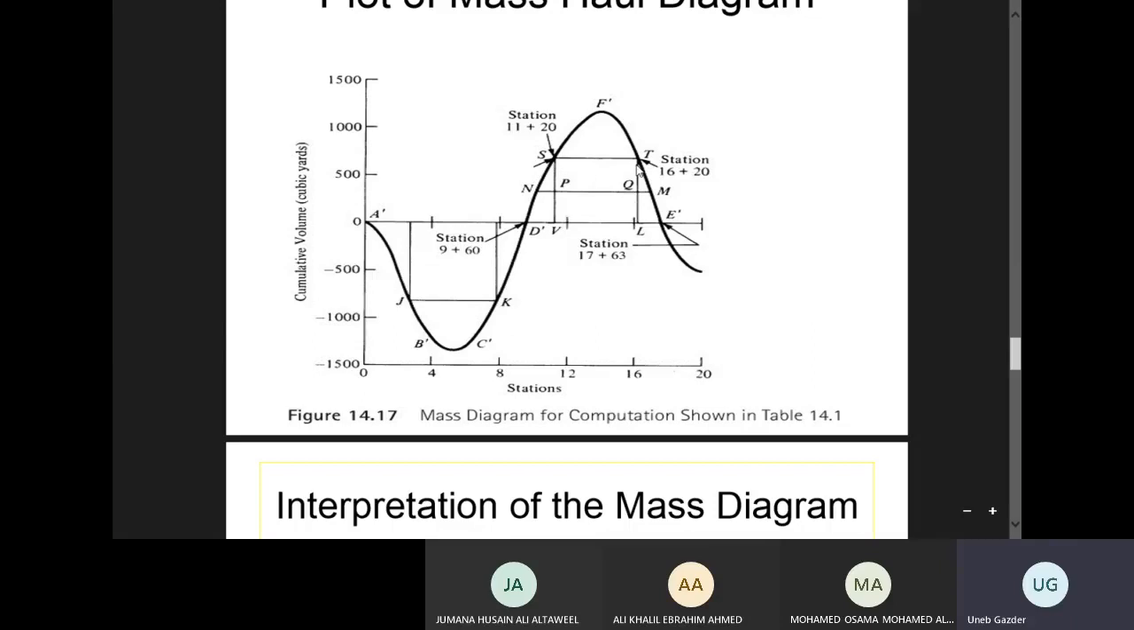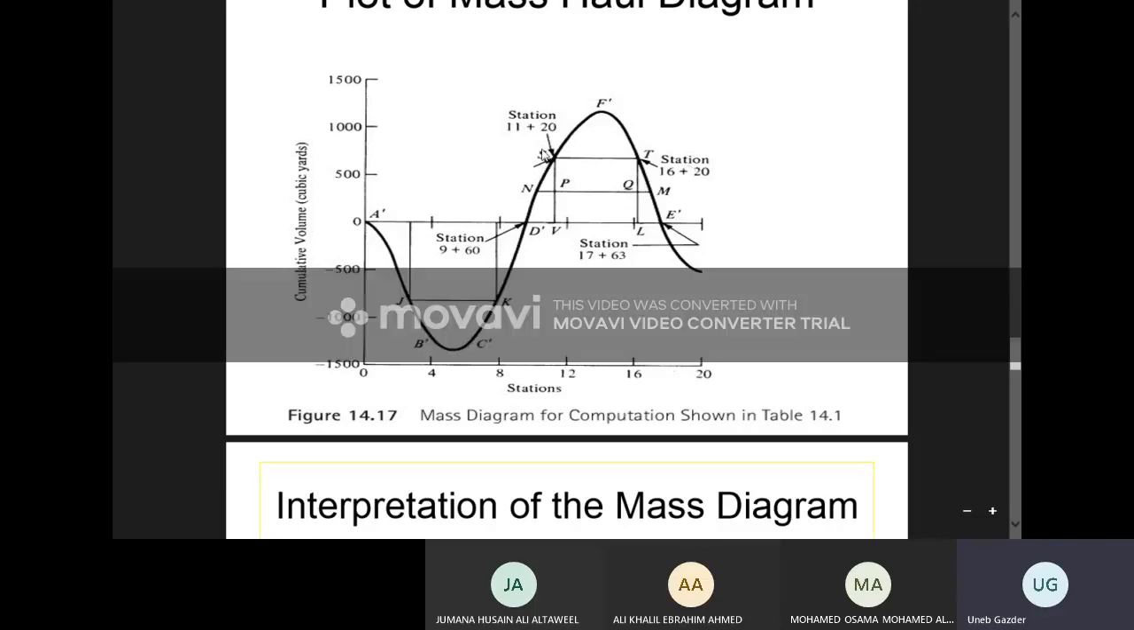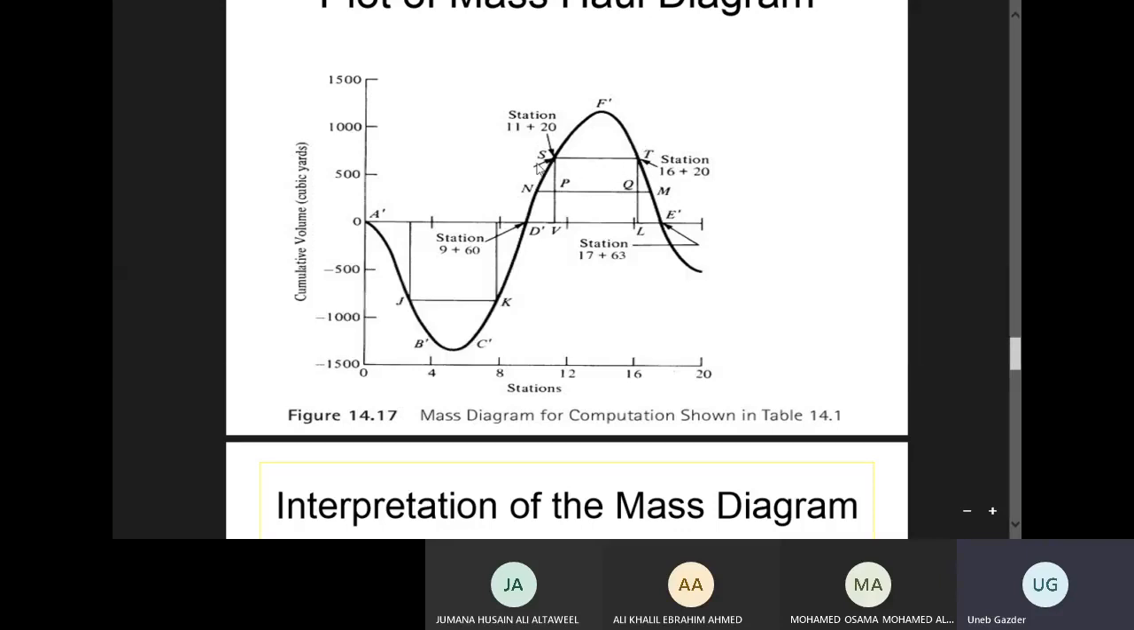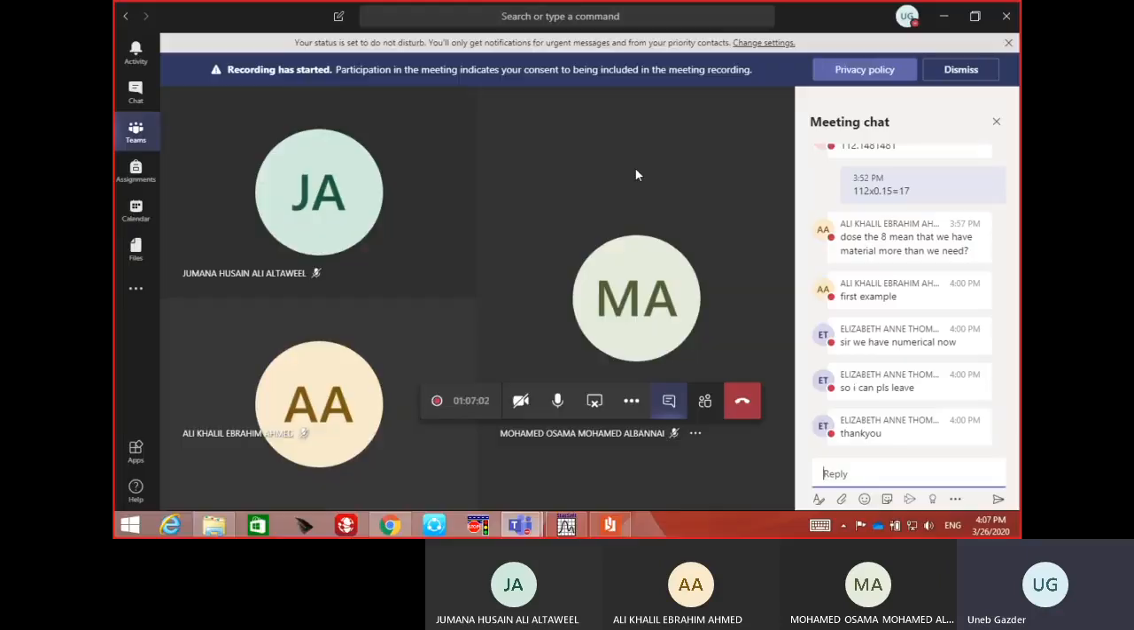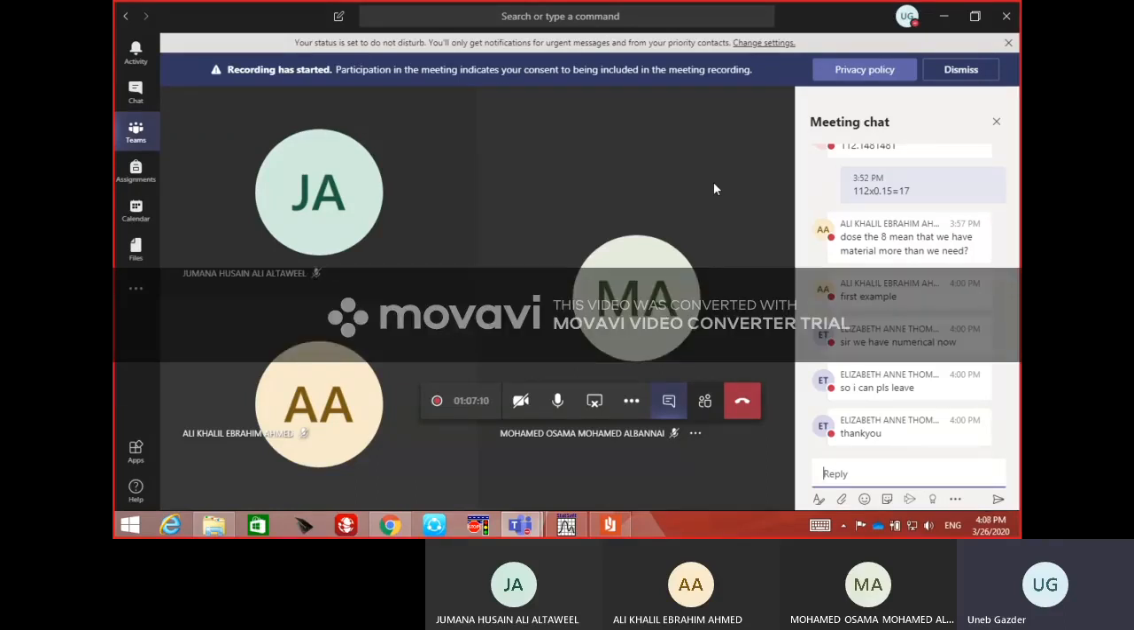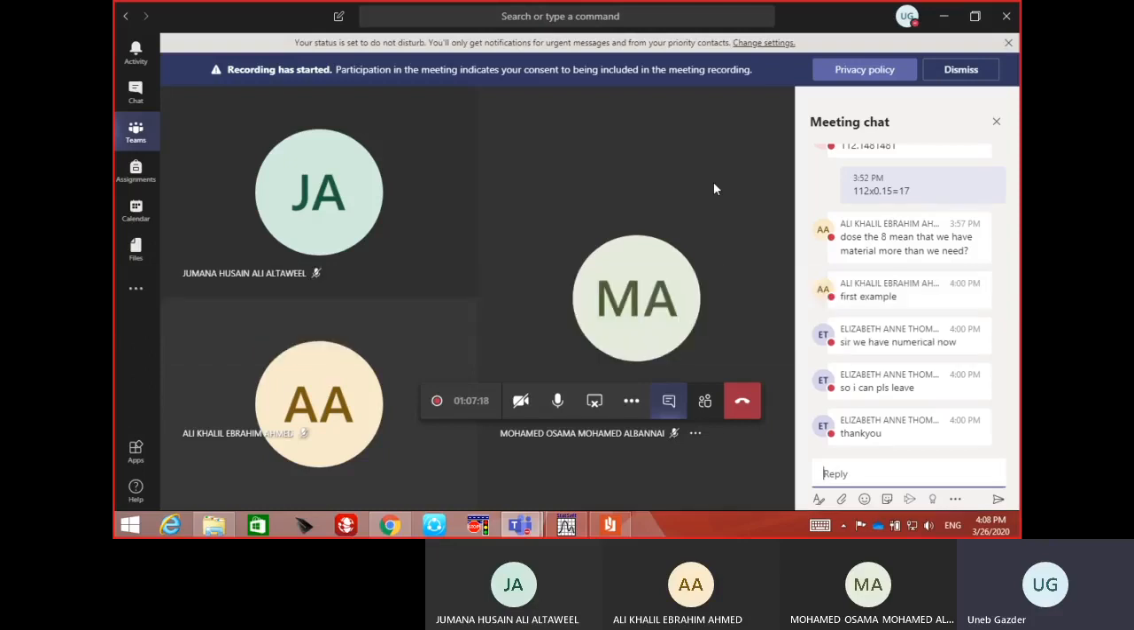Similarly, S and T is also a balanced line. Okay, because again, it's a horizontal line. So the ordinates are equal at S and T. At S, the diagram is going up, so it's a cut ordinate, and at T, the diagram is going down, so it's a fill ordinate. So at S and T, it's again a balanced line. Okay, so any horizontal line on the mass haul diagram where the ordinates are equal or made equal can be called a balanced line, because one end is showing the cut quantity, the other end is showing the fill quantity, and they are the same ordinates. That means it is a balanced line. Okay.